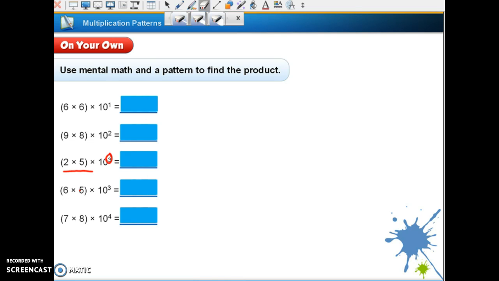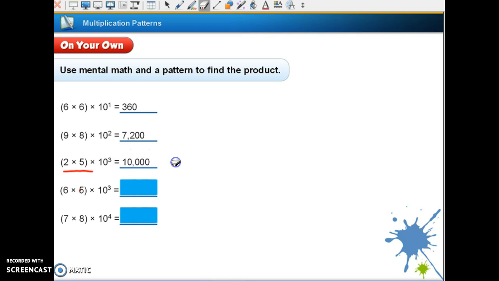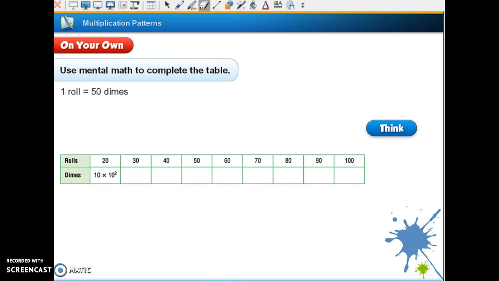Here we go. What was 6 times 6? And how many zeros? What is 9 times 8? And how many zeros? And what is 2 times 5? And how many more zeros? And what is 6 times 5? And how many more zeros? And 7 times 8? And how many more zeros? Good job. All right, this is on your own.